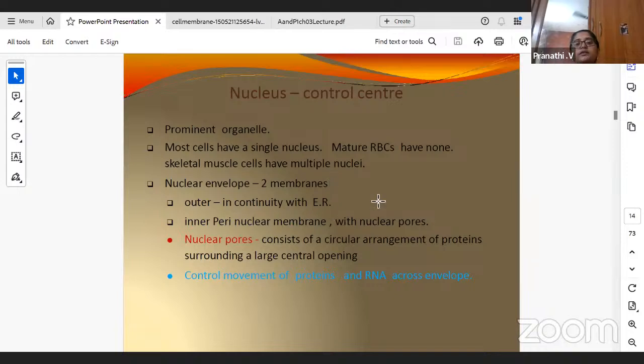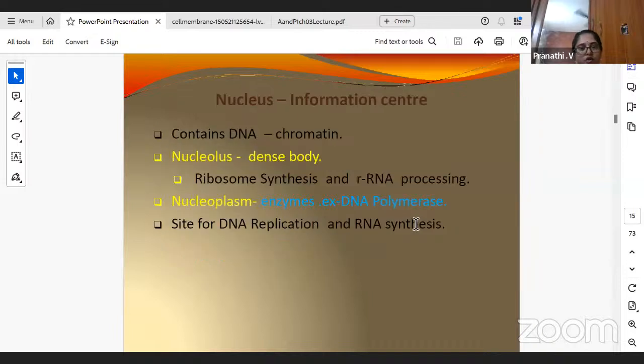So you can see the outer membrane is in continuity with the endoplasmic reticulum. The inner perinuclear membrane is also present. This has the nuclear pores and the nuclear pore complex present in it. And it has a huge central opening. You have different kinds of protein arrangements in a circle in the form of four and four. Four proteins on the top, four proteins in the bottom with a channel in the middle. And then control of the proteins and RNA is going to take place in this manner, production of DNA, and then when your transcription and translation takes place, you have the nucleus playing a very huge role.